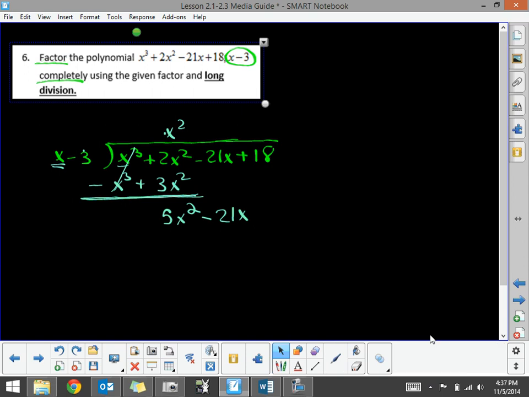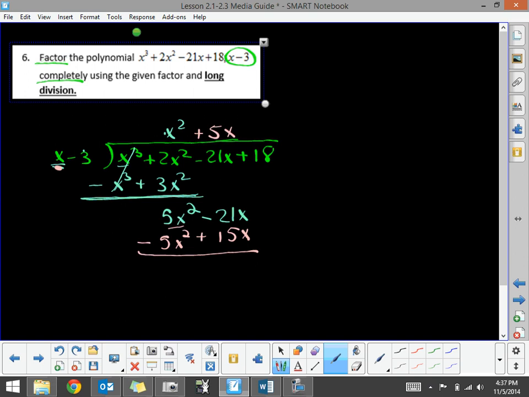And then I start asking the same question I did before. What do I multiply x times to get 5x squared? I have to multiply by 5x. So 5x times x is 5x squared, and 5x times a negative 3 is a negative 15x. Instead of subtracting, I want you to draw the line, change the signs, and add. So we're adding the opposites. They cancel, and that's going to give us a negative 6x left as a remainder.